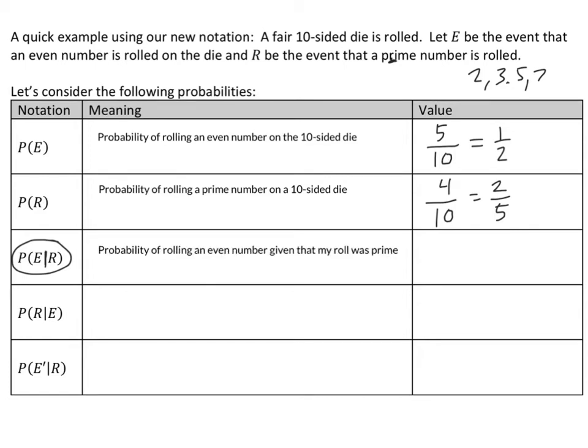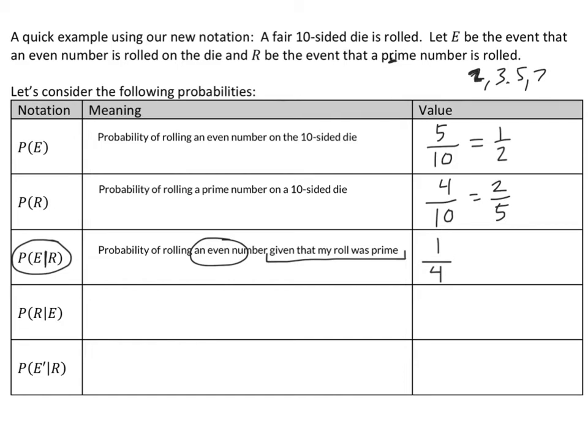Now let's talk about the probability of this happening. How many possibilities are there? Given that my roll was prime, there are only 4 possibilities. Of those 4 possibilities, how many of them are even? If we look up here, only the 2 is even. So the probability of getting an even number given that it was prime is 1/4.